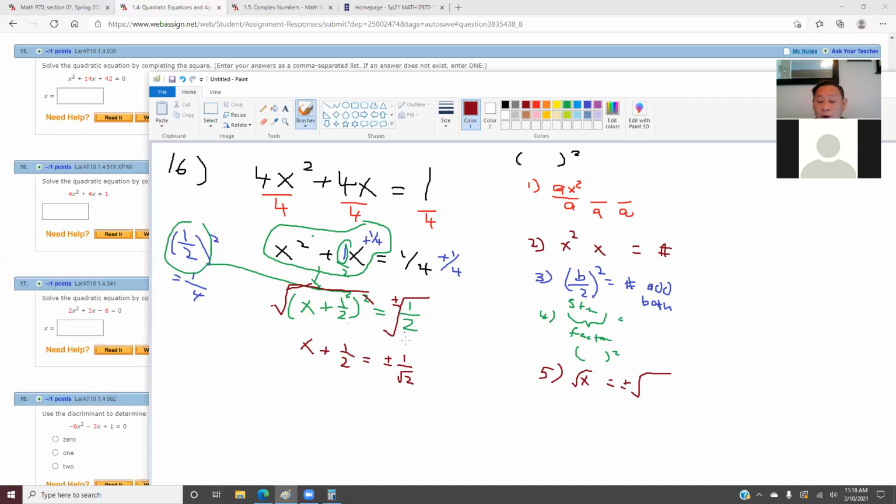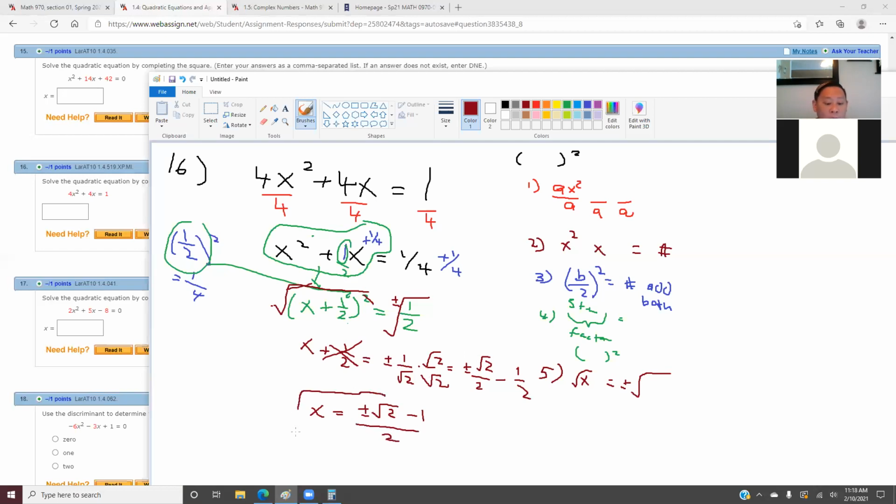The square root of 1 is 1, the square root of 2 is √2. And then you cannot have a square root in the denominator, so you have to rationalize it. So I multiply this by √2 over √2. So this is actually √2 over 2. And then in order for me to solve for x, I need to subtract 1/2. So your final answer in this case is plus minus √2 minus 1, all over 2.